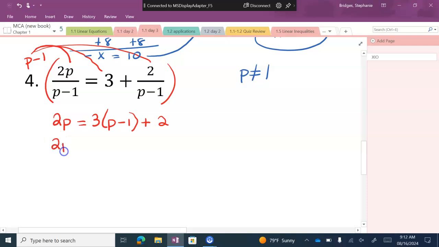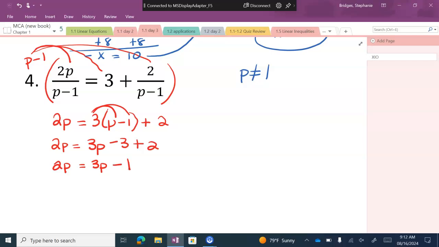So, let's see, that's 2P. I'm going to distribute here: 3P minus 3, bring down that plus 2. I'm going to combine the terms, a negative 3 and a positive 2 is what? Negative 1. Negative 3 plus 2, right?